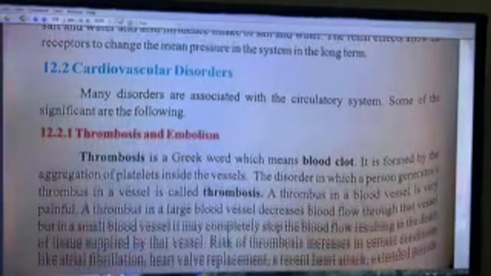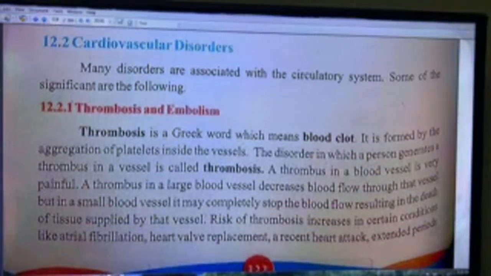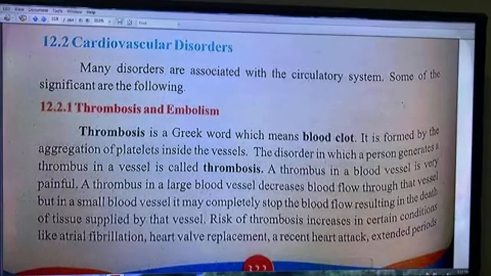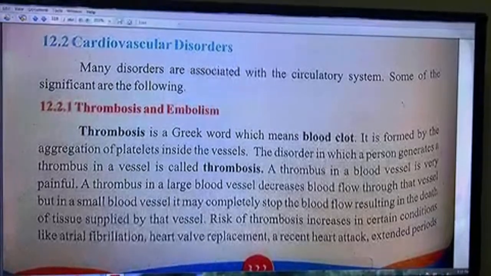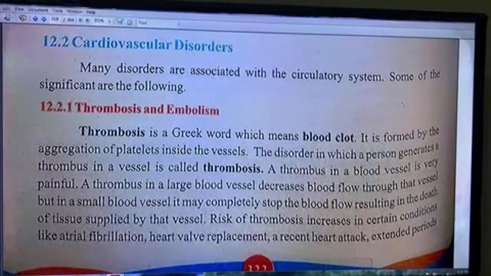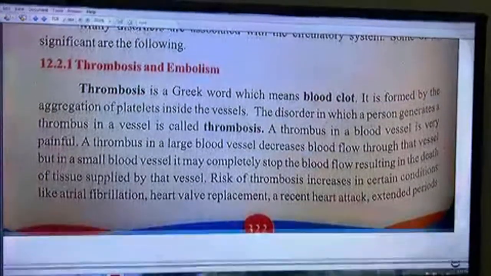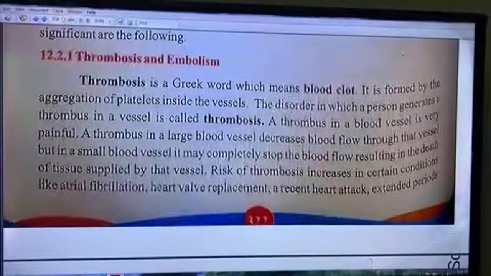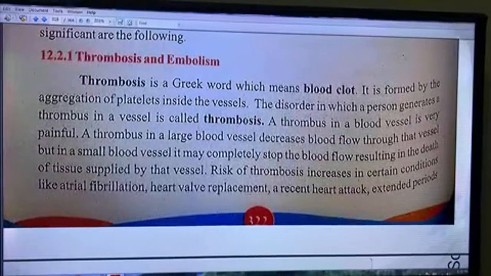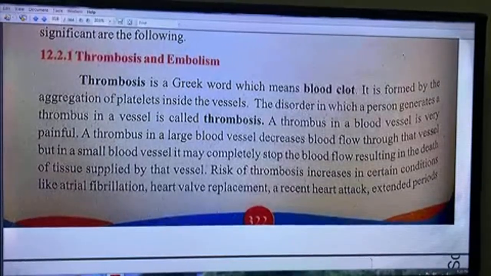Cardiovascular disorders. Many disorders are associated with the circulatory system. Some of the significant ones are the following: thrombosis and embolism. Thrombosis is a Greek word which means blood clot. It is formed by aggregation of platelets inside the vessels. The disorder in which a person generates a thrombus in a vessel is called thrombosis.